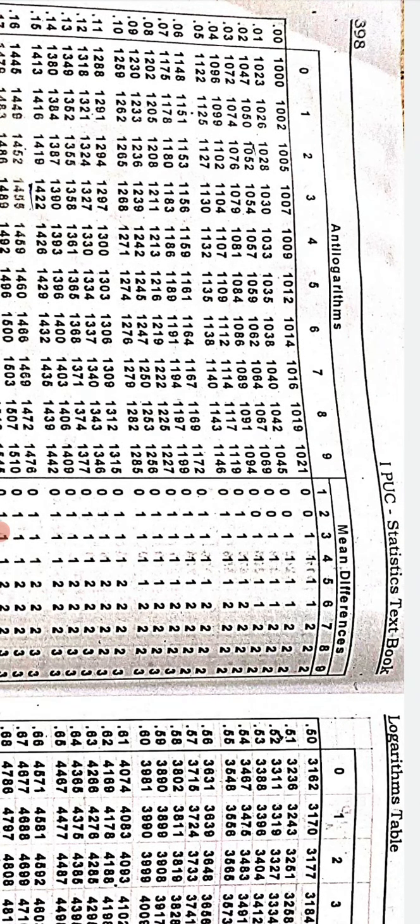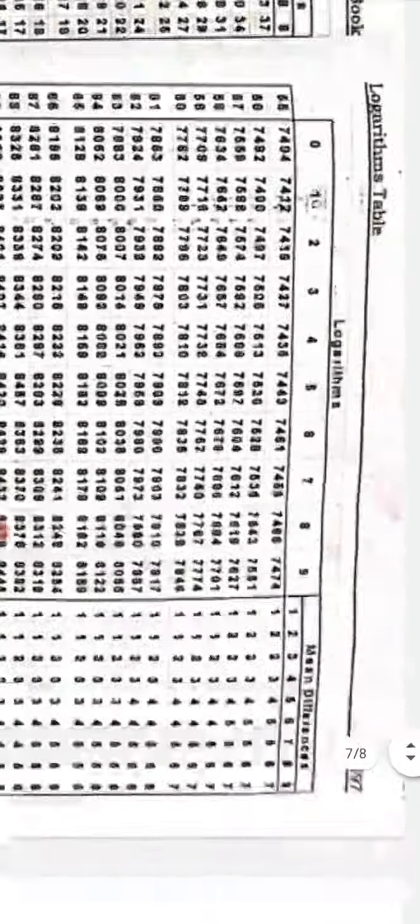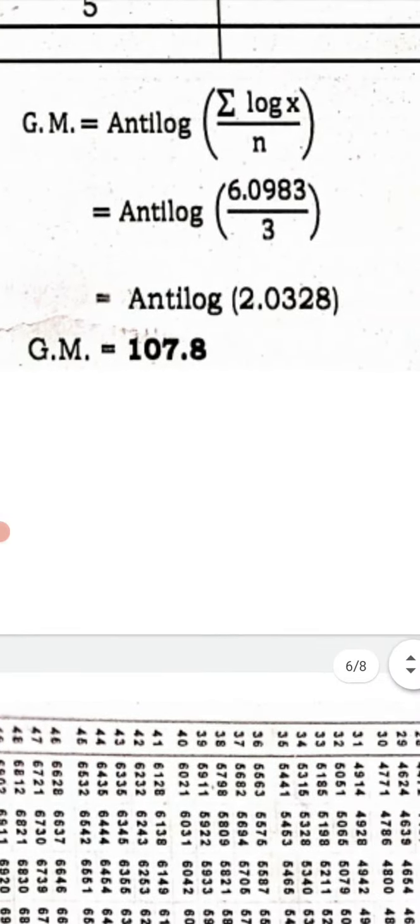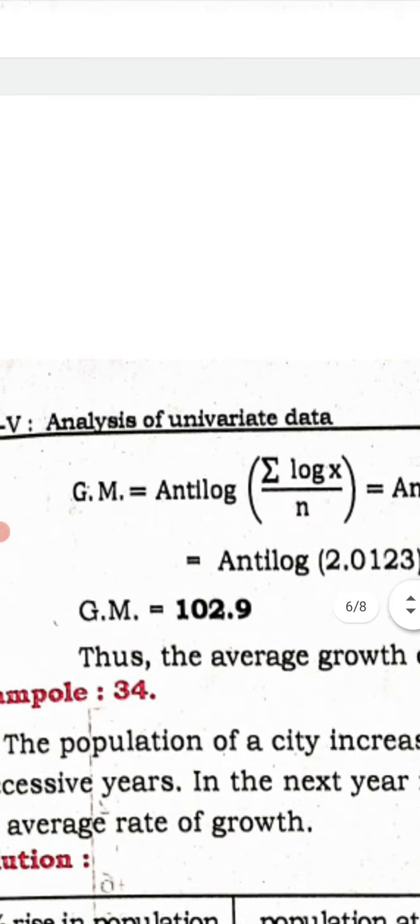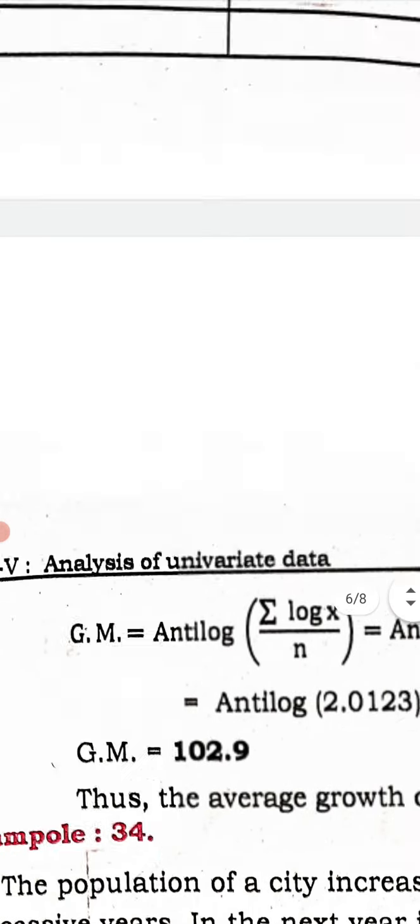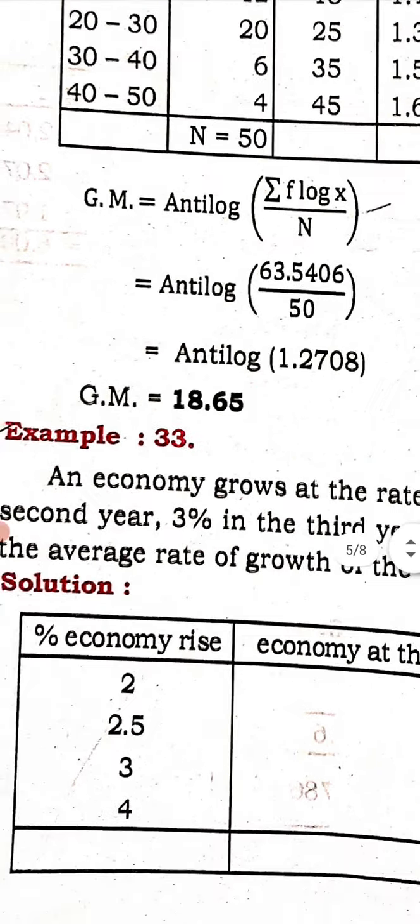Plus 3 we have to do, and we'll get 1865 as the value. Yes, 1865. Then before the point, what is the value? 1. Before the point, 1 is there. 1 plus 1 is equal to 2. After 2 digits we have to put the point.